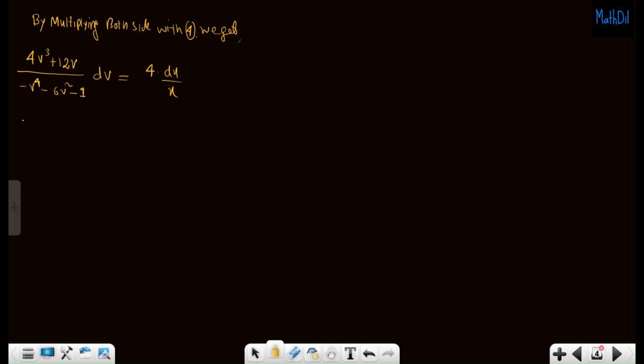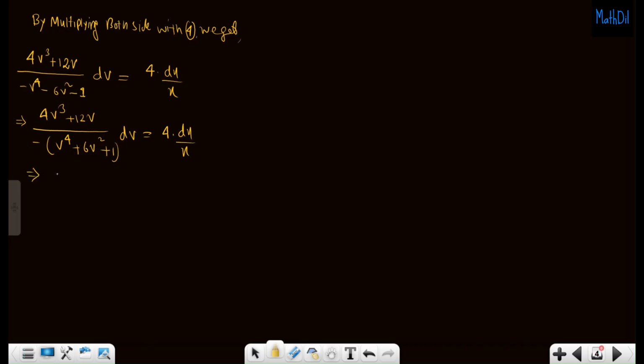Now what do we have to do? So if we take derivative of this one, we will get this one, right? But see here, minus should be in common, right? So take minus as common. Okay, so (4v cube plus 12v) upon, if you take minus, then it will be v to the power 4 plus 6v square, minus, sorry, it will be plus 1, right? dv will be equal to 4 into dx upon x, right?